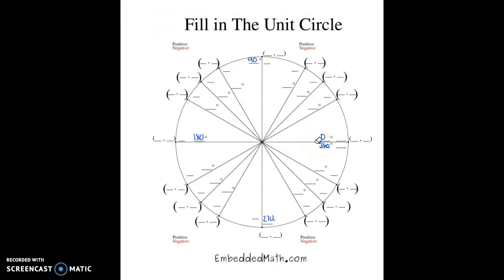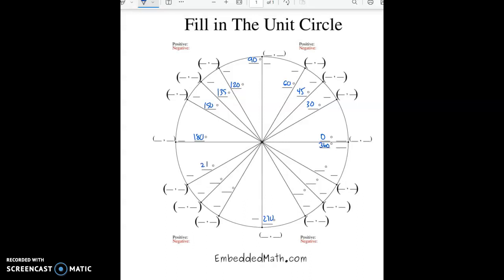I also know that I have the 30, 45, and 60 angles in each quadrant, and that's in reference to the x-axis. So this would be 30 degrees away from 180. This would be 45 degrees away from 180. This would be 60 degrees away from 180. And the same thing here, and the same thing here.